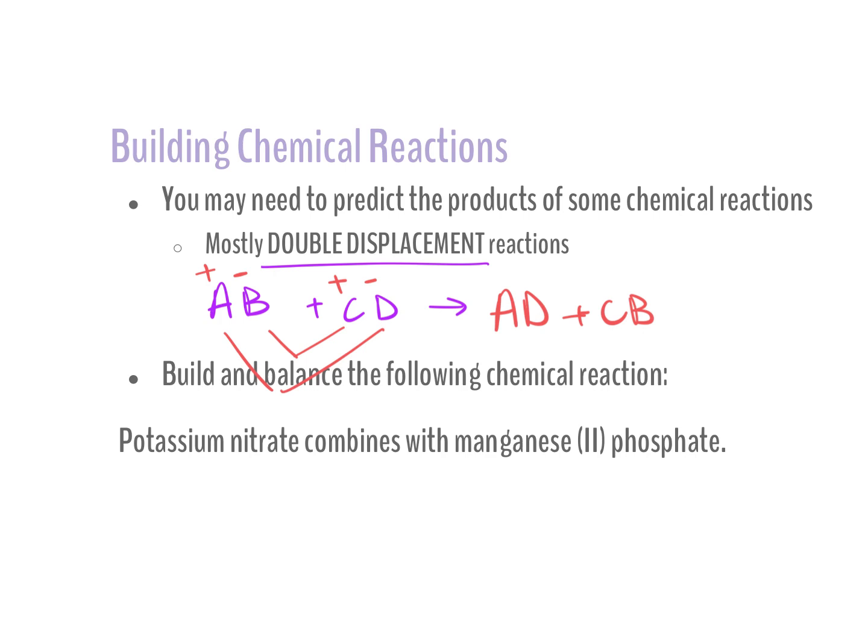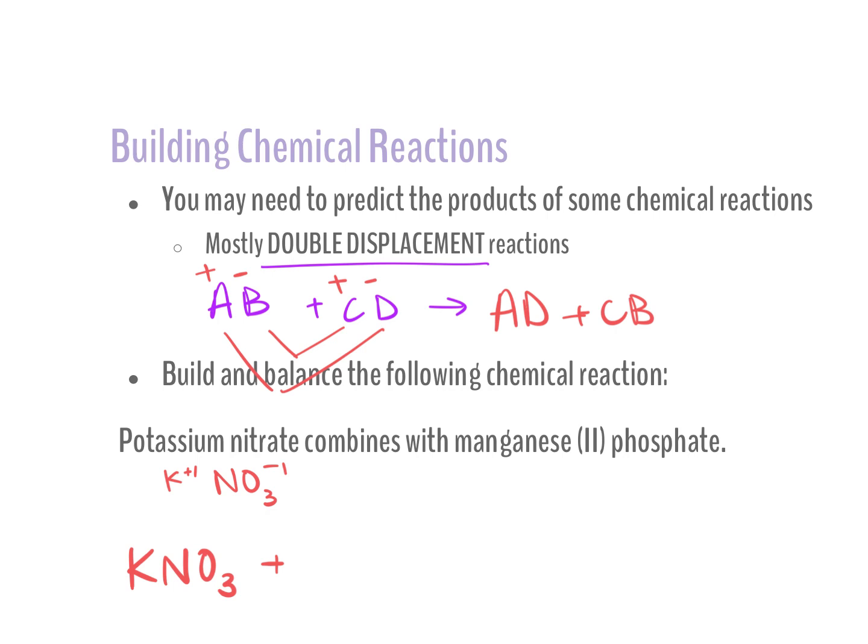Okay, so here's how it works. This problem right down here says potassium nitrate combines with manganese 2-phosphate. So we have to build those chemical formulas correctly first. Then we'll predict our products, and then we'll balance the reaction. So it's three steps here. Let's go potassium nitrate. Potassium is +1. Nitrate, do we have that memorized still? NO3, what's our charge? -1, good. And so how do those fit together? Just perfectly, right?